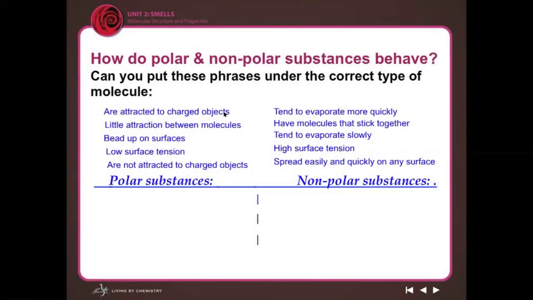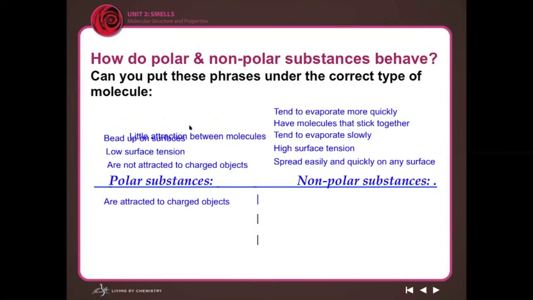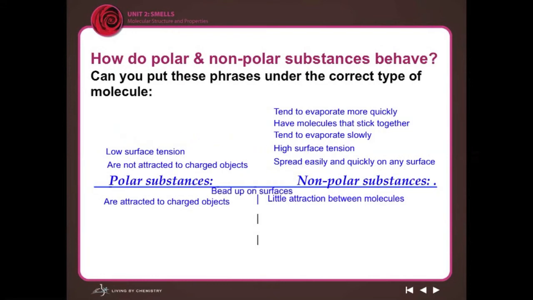Okay, so let's see. Are attracted to charged objects. Would that be polar or nonpolar? Well, that's a property of polar substances. Little attraction between molecules. Well, not much, but a little. That would be a nonpolar property. What would bead up on surfaces? Well, if we put water on something, the water would want to stick together. So bead up on surfaces, polar. Low surface tension. That would be nonpolar.